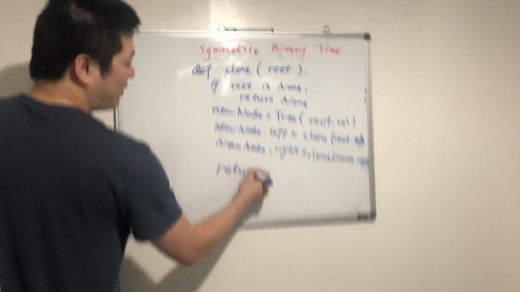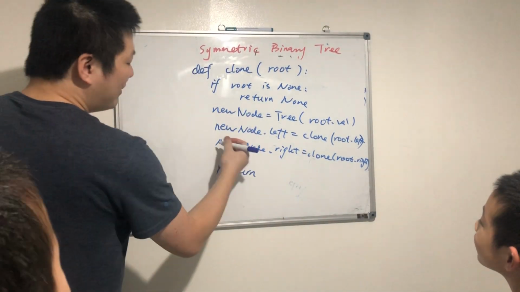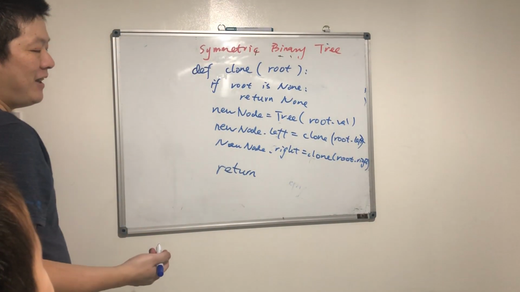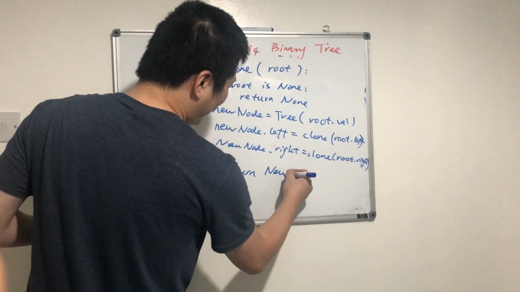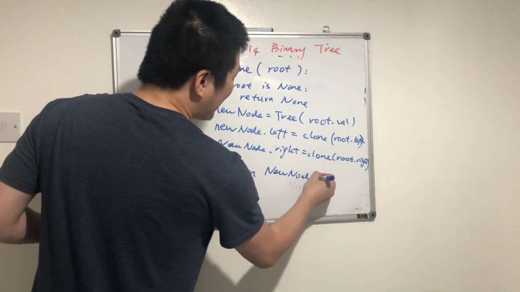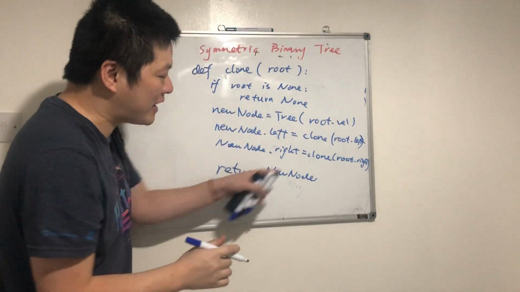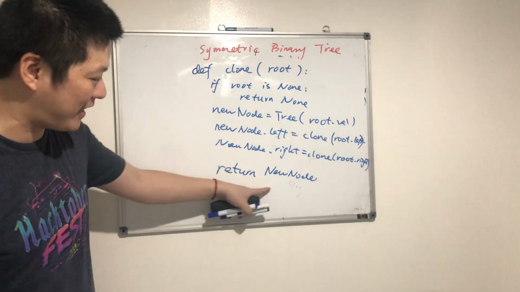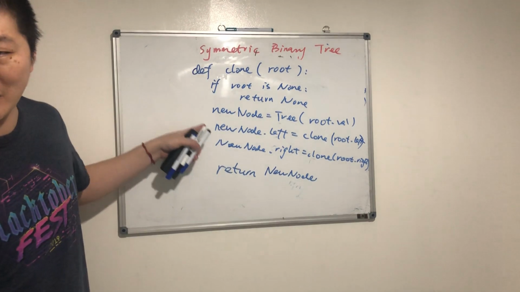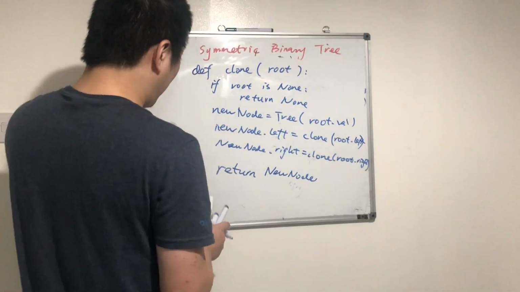Return root. Clone. What are we doing here? A new node, yes. We are creating a new node with the exact value, but we are recursively calling itself to clone its left tree and the right tree, and we're returning the new node. This is called deep copy. Do you get it? What's the time complexity?